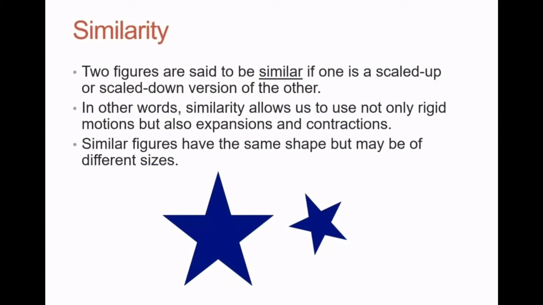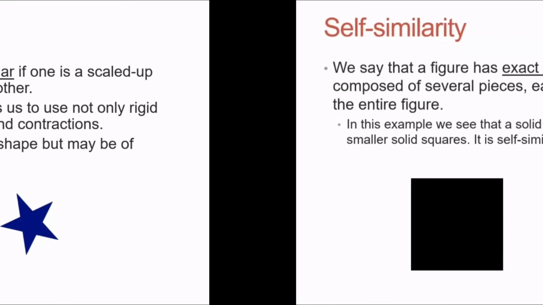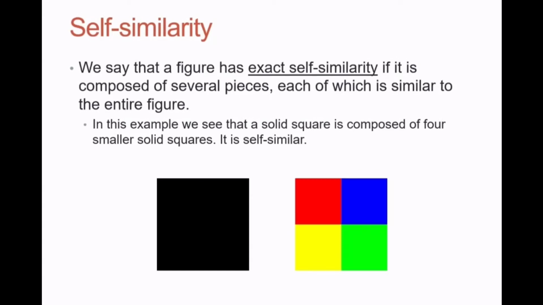Two figures are said to be similar if one is a scaled up or a scaled down version of the other. In other words, similarity allows us to use not only rigid motions but also expansions and contractions. Similar figures have the same shape but may be of different sizes. We say that a figure has exact self-similarity if it is composed of several pieces, each of these similar to the entire figure.